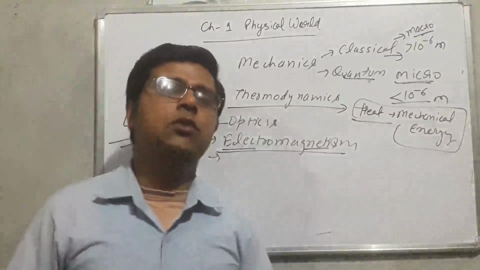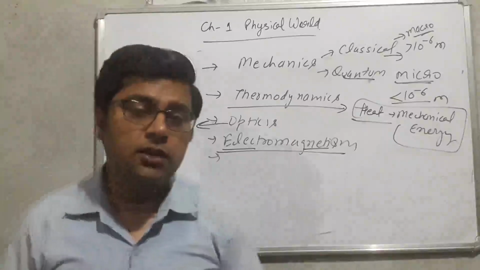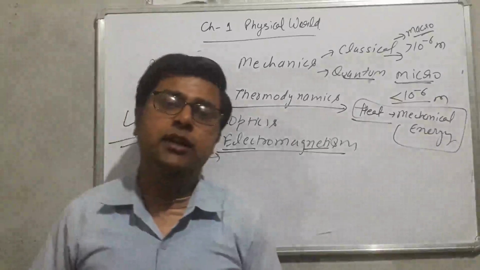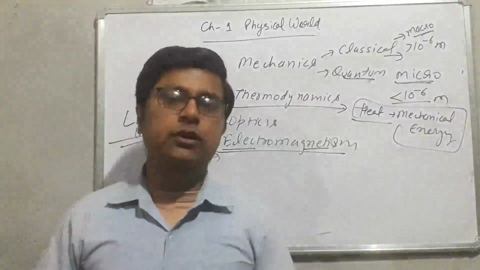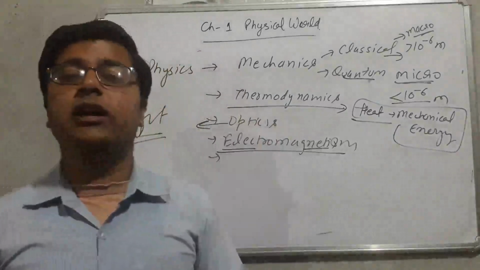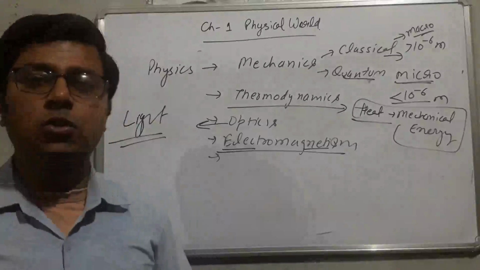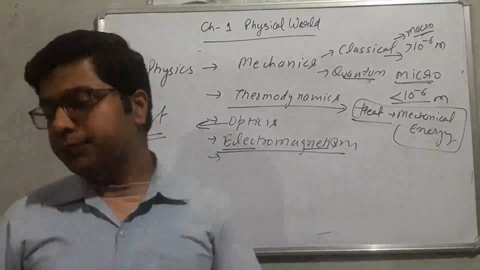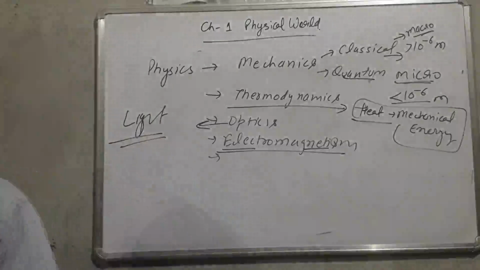Next we discussed physics. It's a branch of science where we deal with nature and natural phenomena. We have further branches of physics like mechanics, thermodynamics, optics and electromagnetism. Now the next is the scope and excitement of physics.